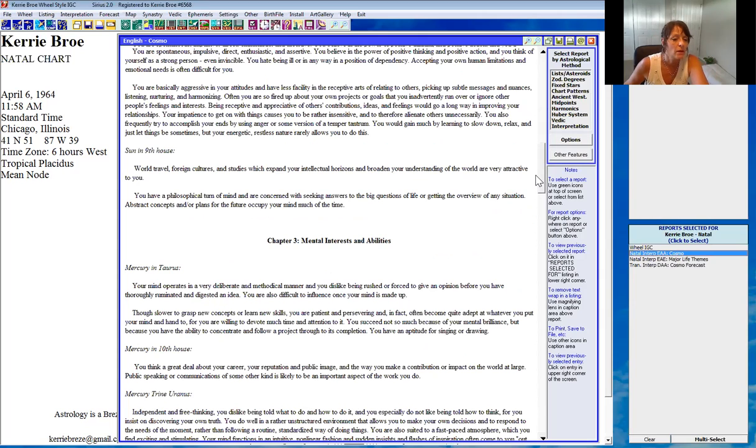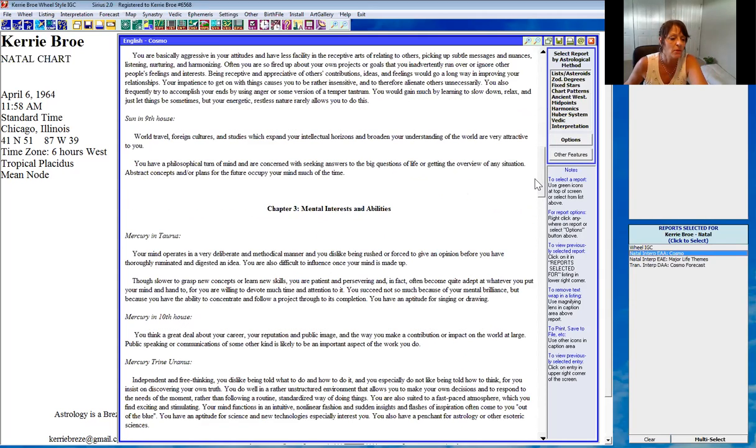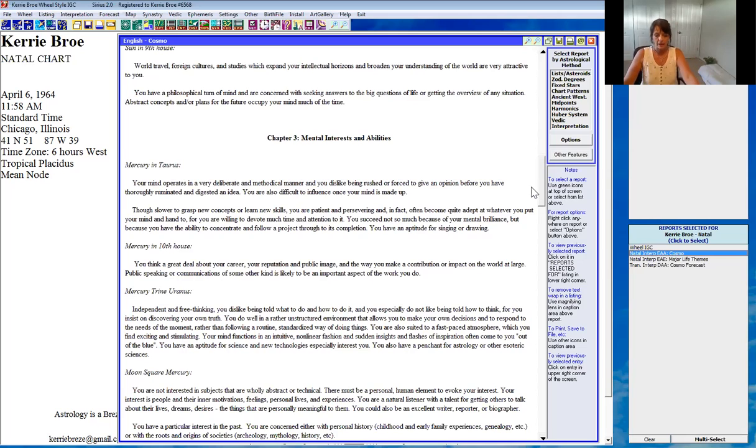Then it's going to tell me the next chapter is the mental interests and abilities. It's going to tell me where my Mercury is. Mercury is about the mind. That planet travels close to the sun. It's never very far away from the sun. It will always be one sign either side of the sun or in the same sign. So say I told you my sun is in Aries. Mercury will either be in Aries or the sign before or after Aries, which before it was Pisces and after it is Taurus. So it's just kind of cool. It travels that close to the sun.